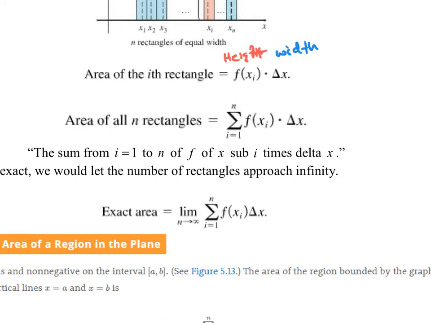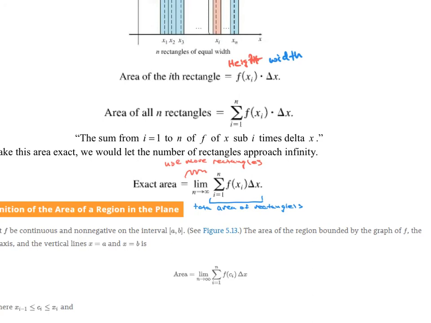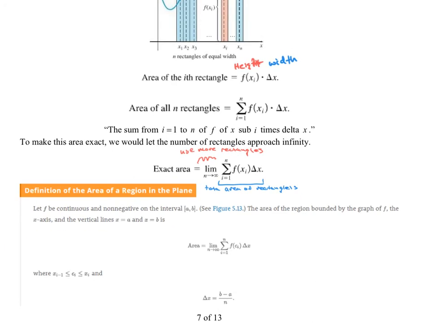So remember, this part is the area of the rectangles, and this is really the total area, right? The total area of the rectangles. And this part says use more rectangles. And if the number of rectangles approaches infinity, then your error approaches 0, and you have found the exact area beneath the curve. So it says the definition of the area of a region of a plane.